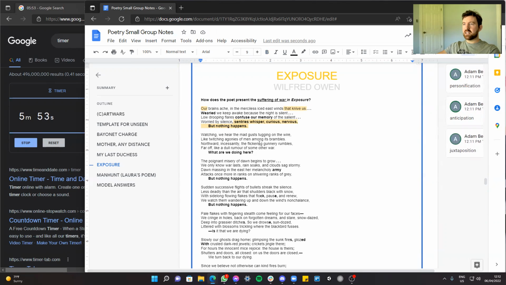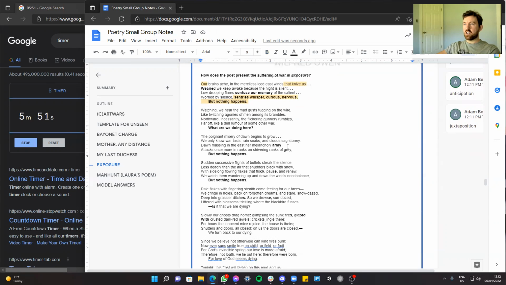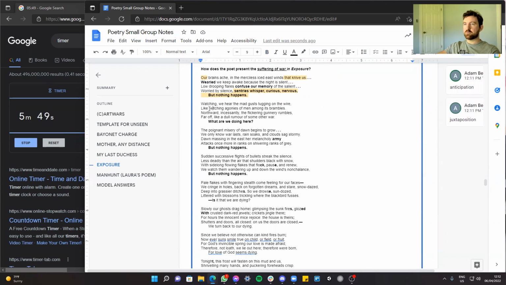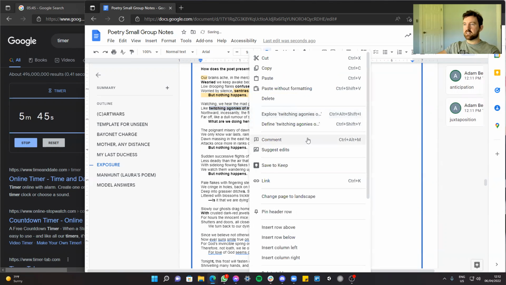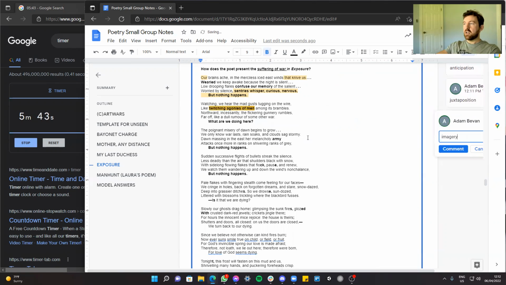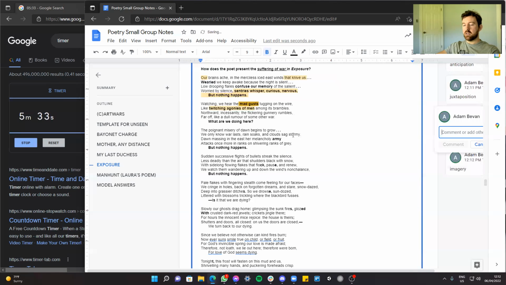Watching, we hear the mad gusts tugging on the wire, like twitching agonies of men among its brambles. So the twitching agonies of men, that's very distinctive imagery, which again is imagery of suffering. We've got a reference to the weather again as sort of this enemy. So that's kind of pathetic fallacy. And it produces the enemy being the weather as well, which adds to the suffering, I would think.